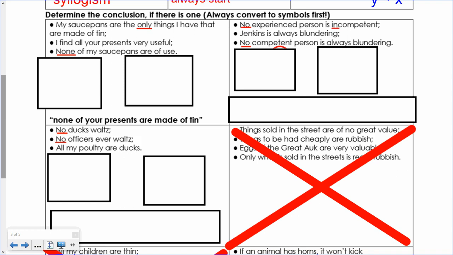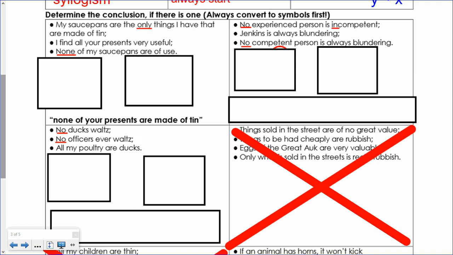So to start, go ahead and underline the word only in the first statement, and then the word none in the last statement. You want to look for no's, nones, and only. Those words kind of indicate how we're going to work with the structure for the symbols. So the first sentence says, my saucepans are the only things I have that are made of tin. When we're writing the symbols, we're going to use variables that match the situation. So we're talking about saucepans, so what letter might we use? And then we're talking about things that are made of tin, T.